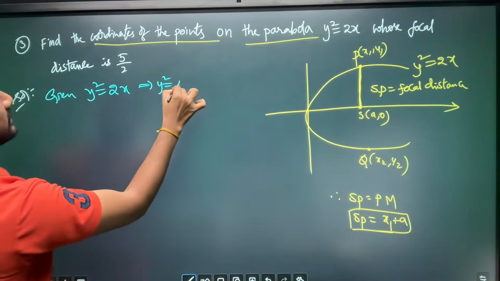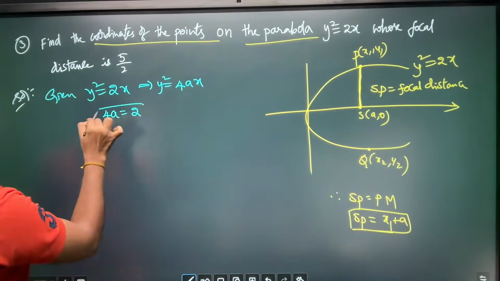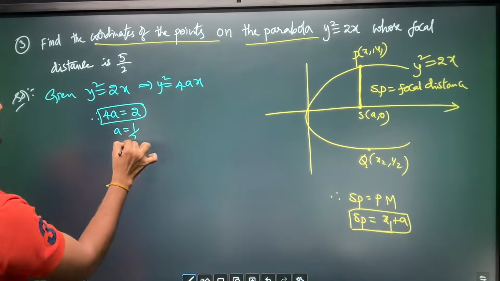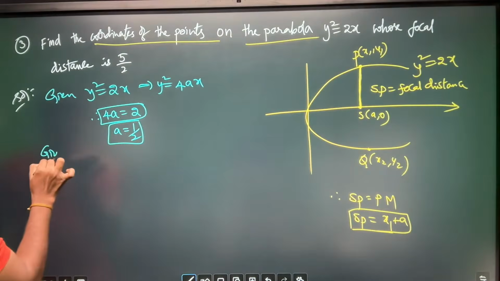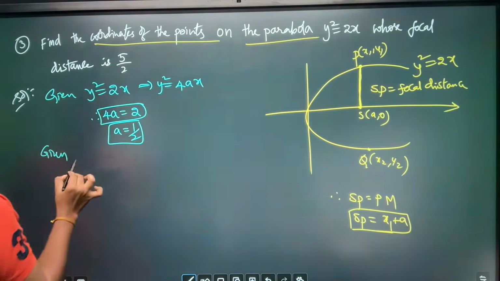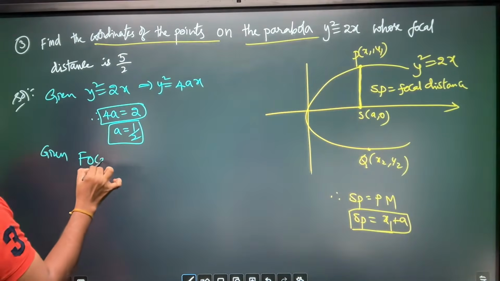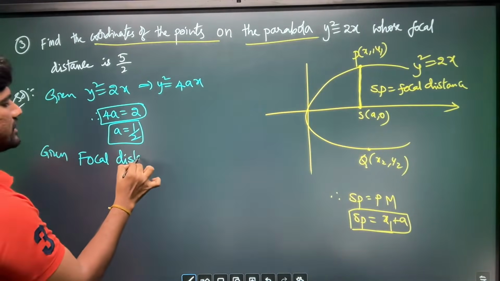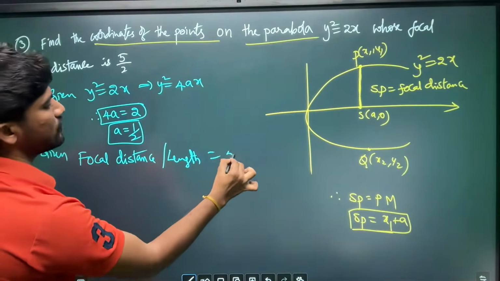Compare with y² is equal to 4ax. So therefore 4a is equal to 2, a is equal to 1/2. Given, focal distance and focal length are the same, don't get confused. Focal distance or focal length is equal to 5/2.